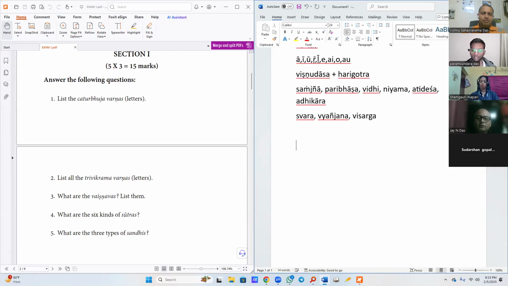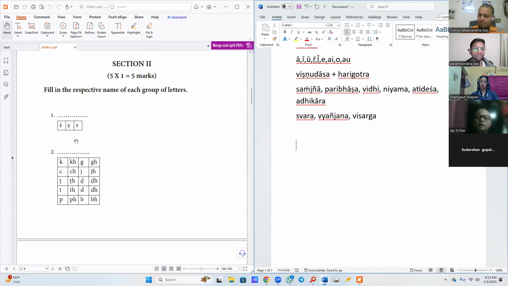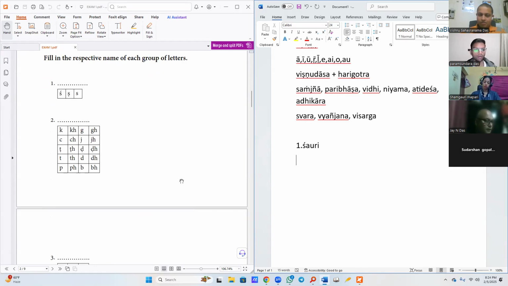Then section two. The first one, Sha, they are the Shauris, right? Second is, what is second one? Vishnu Dasa. Vishnu Das, right?